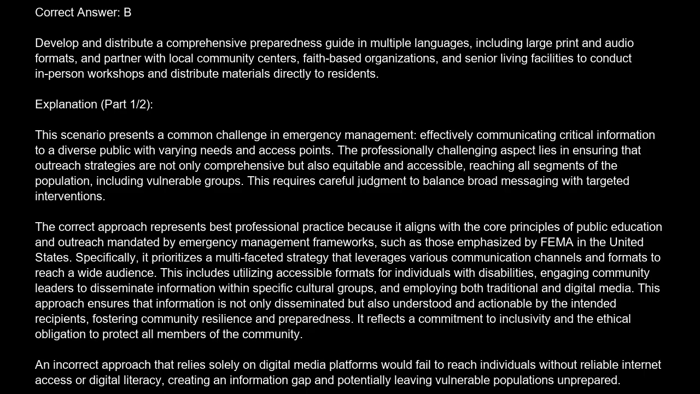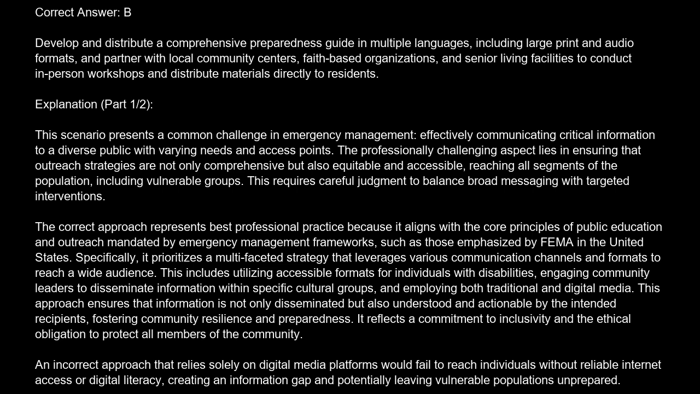The correct answer is B. Develop and distribute a comprehensive preparedness guide in multiple languages, including large print and audio formats, and partner with local community centers, faith-based organizations, and senior living facilities to conduct in-person workshops and distribute materials directly to residents.